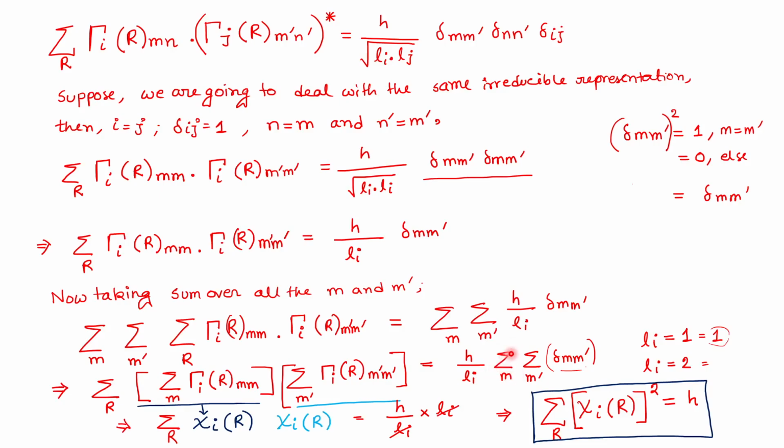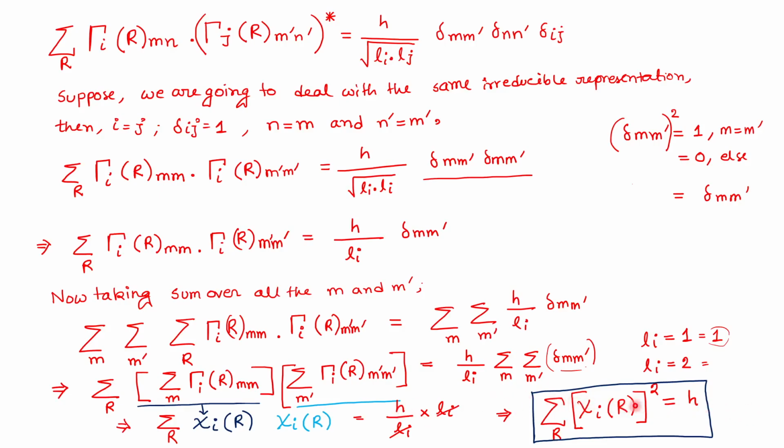then the sum over m m dash of delta m m dash. What could be delta m m dash when m equals m dash? When m equals m dash, it is going to be 1. And when you sum over them, you are going to get the dimensionality of that transformation matrix. So that's why it is going to be l_i. So h over l_i into l_i, and here l_i is going to cancel, so you are going to get h.